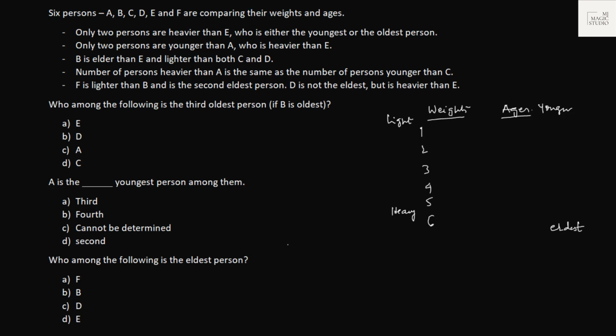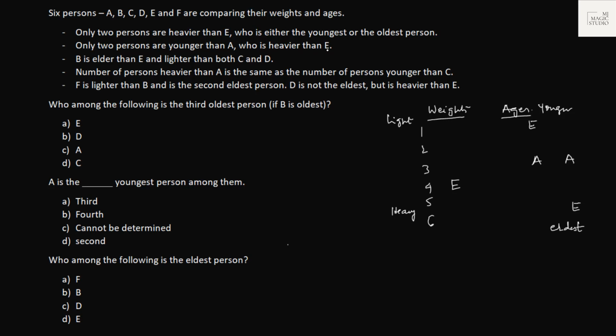Marking. Lower marking means low on weight. Only 2 are heavier than E. Then E should be at 4th position. Then 2 people are heavier than E. Who is either the youngest or the oldest person? E is either at 1st position or E is at the 6th position as far as ages is concerned. Only 2 are younger than A. Younger, that means at 3rd position we should have A.